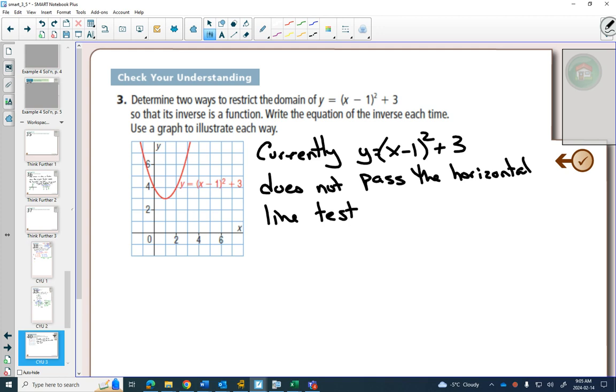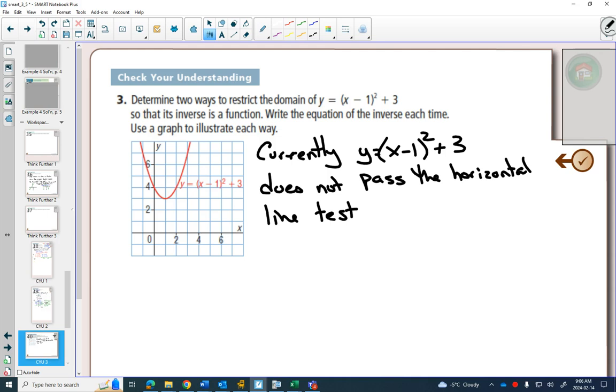Currently, it does not pass the horizontal line test. Can you see that? If I draw a horizontal line, I hit the graph twice. Obviously, a parabola doesn't pass the horizontal line test. The good thing about these restricting domain questions is, so far, and it could change, but so far I've only seen it on the exam with parabolas. But they could possibly ask it with something else. It's not super hard, but generally it's with parabolas.